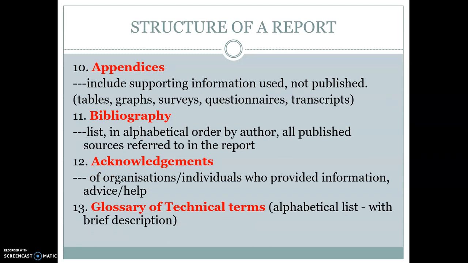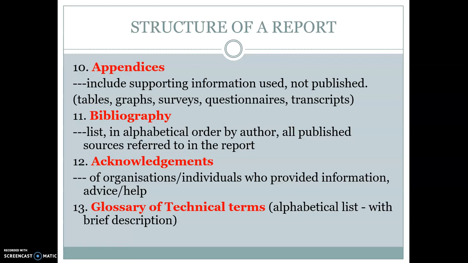Appendices. Under this heading, you should include all the supporting information you have used that is not published. This might include tables, graphs, questionnaires, surveys, or transcripts. Bibliography. Your bibliography should list in alphabetical order by author all published sources referred to in your report.